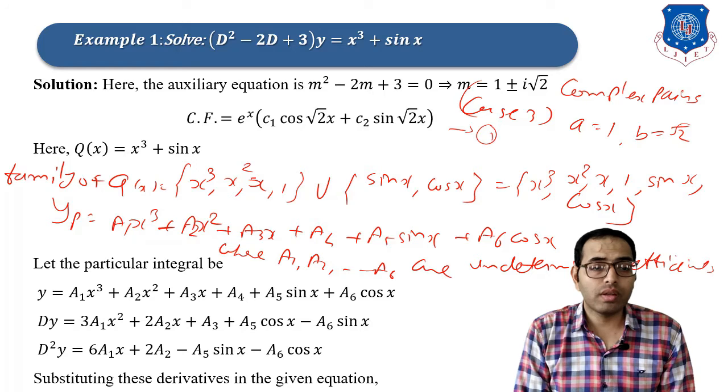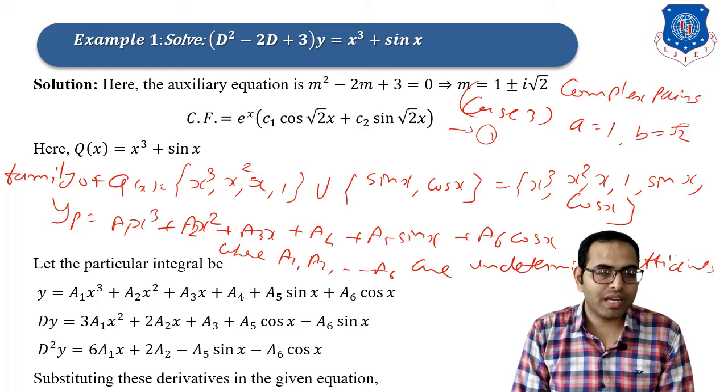Now take the derivative of that particular term with respect to x. This one is yp dash, the first derivative: 3a1x² + 2a2x + a3 plus the derivative of the constant, that is 0, then a5 cos x - a6 sin x. Again taking the derivative with respect to x, d²y/dx² = 6a1x + 2a2 - a5 sin x - a6 cos x.